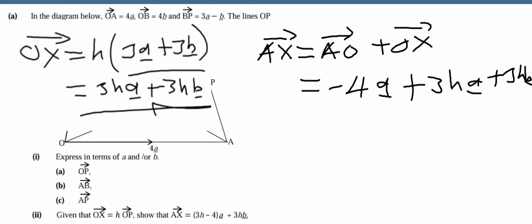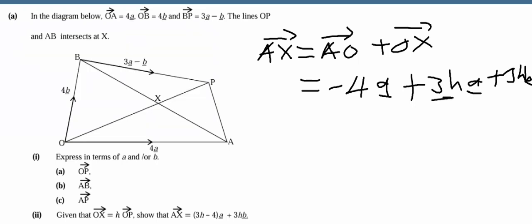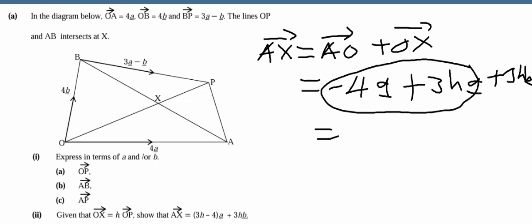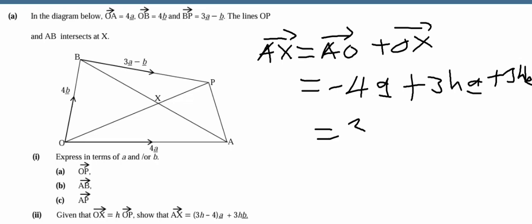So now, as you can see here, these two numbers, negative 4 and positive 3h, they have a vector in common. So we can say, if we rearrange these numbers by starting with a positive value, we are going to have 3h a vector minus 4a vector plus 3h b vector. That is what we are going to have if we rearrange these by starting with a positive value.